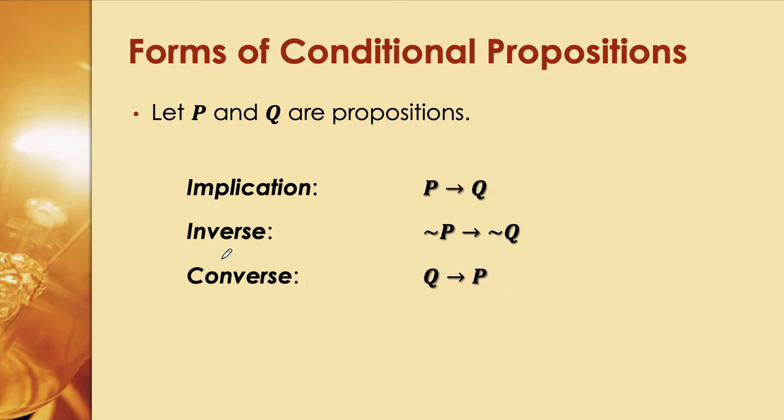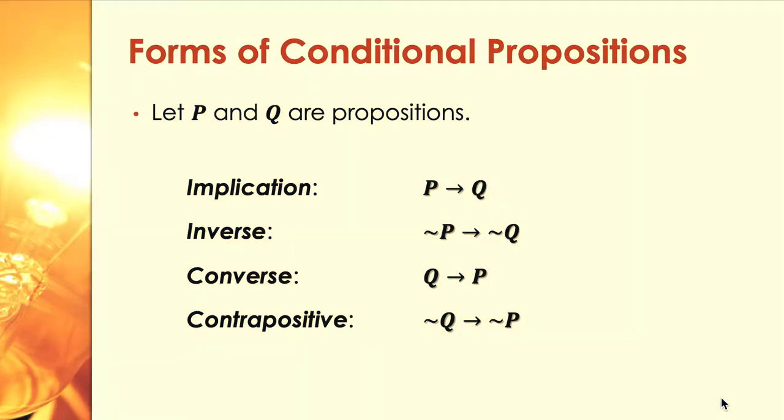And just like in the inverse, what if we negate all the propositions in the converse? What we have is what we call the contrapositive: not Q implies not P. So these are the forms of conditional propositions. I think it's better for you to have a copy of your own, so you may take a screenshot right now. One, two, three, screenshot.